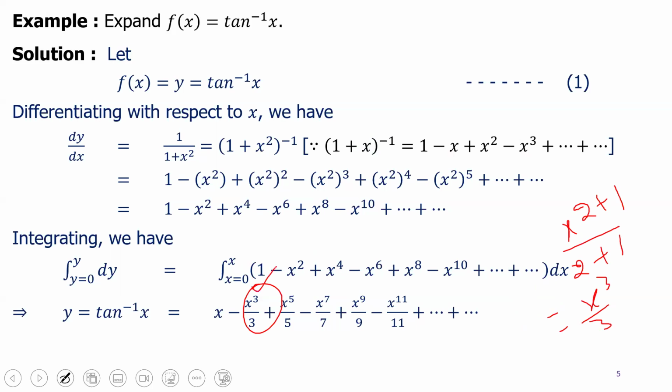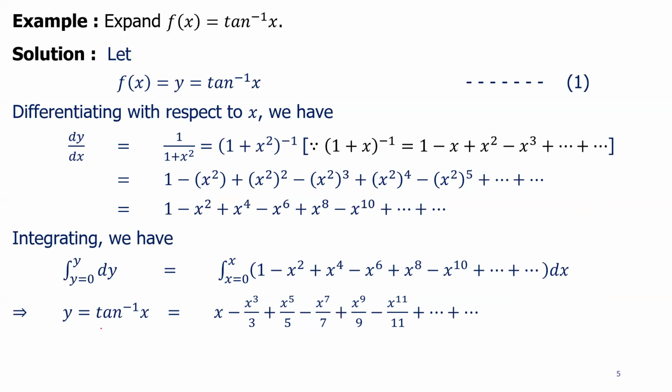So just look here: in the second term, x cube upon 3. In the third term, x to the power 5 upon 5. In the fourth term, x to the power 7 upon 7, then x to the power 9 upon 9, x to the power 11 upon 11, and so on. So these are the terms of the expansion of tan inverse of x.